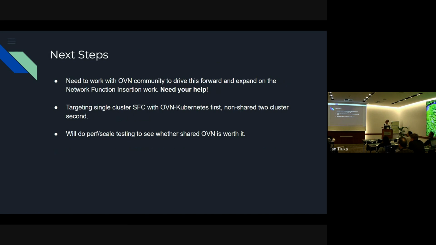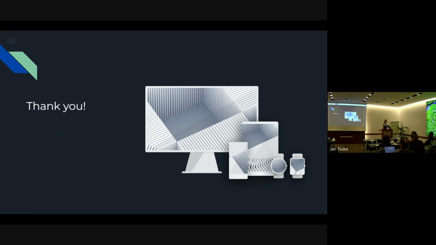So the next steps are, I want to move this forward with service function chaining. I need help from the OVN community, whoever's interested. And I think it's worth building off of what's already been done by the Nutanix folks. I want to target a single cluster with service function chaining with OVN Kube first, make sure that works and get upstream testing done for that. Then I want to move to testing a non-shared two-cluster model, while in the meantime we do perf scale and security hardening to see whether it's worth trying to pursue shared OVN. That's it. Any questions?